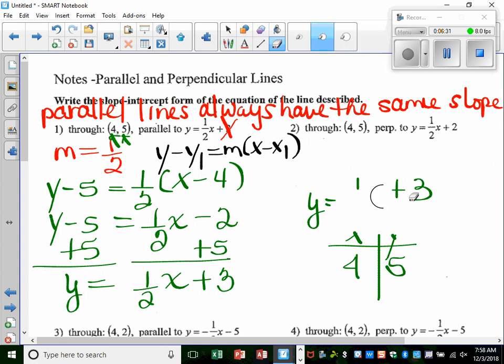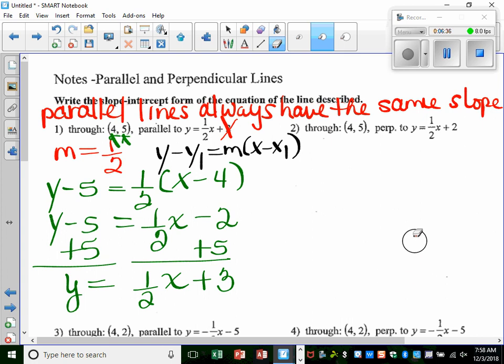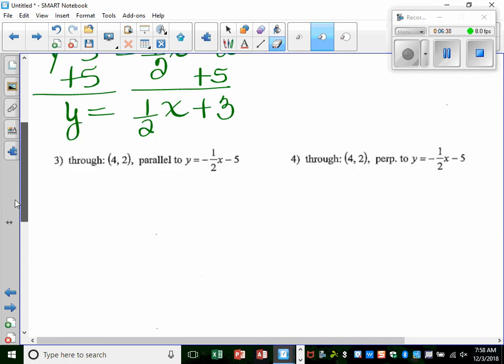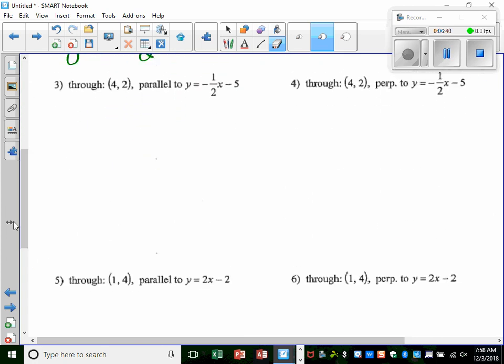All right. So we're going to do another parallel because this one says perpendicular. So let's go down to question number 3. Okay. All right. So in question number 3, it says it has to go through this point here, (4, 2), and it's parallel to this equation, y equals negative 1/2 x minus 5.